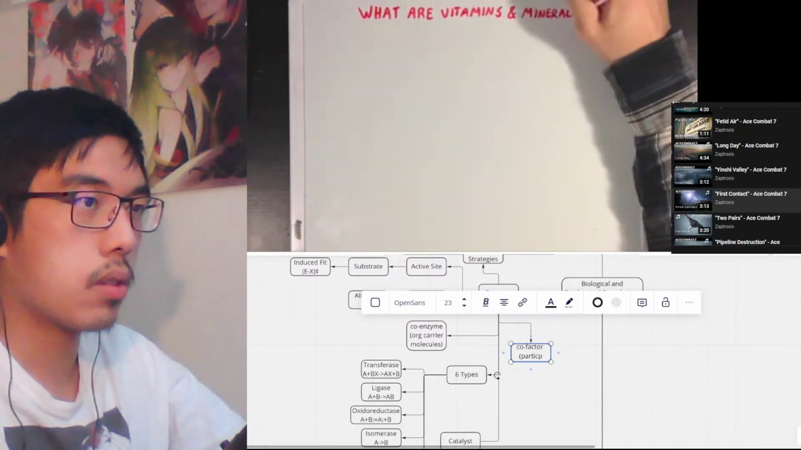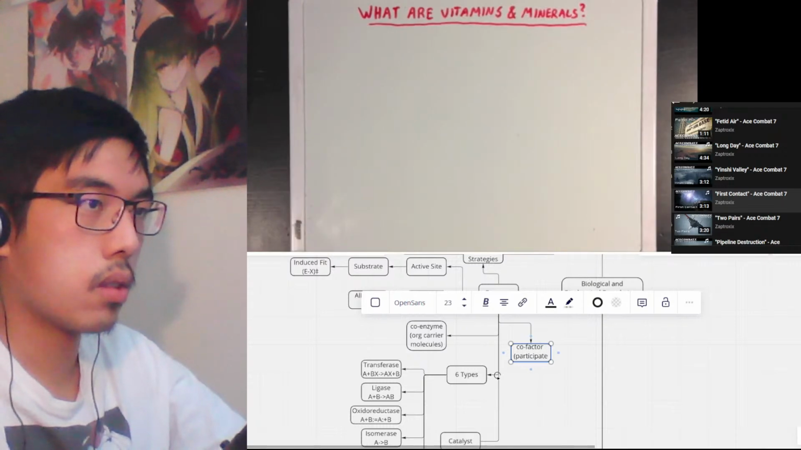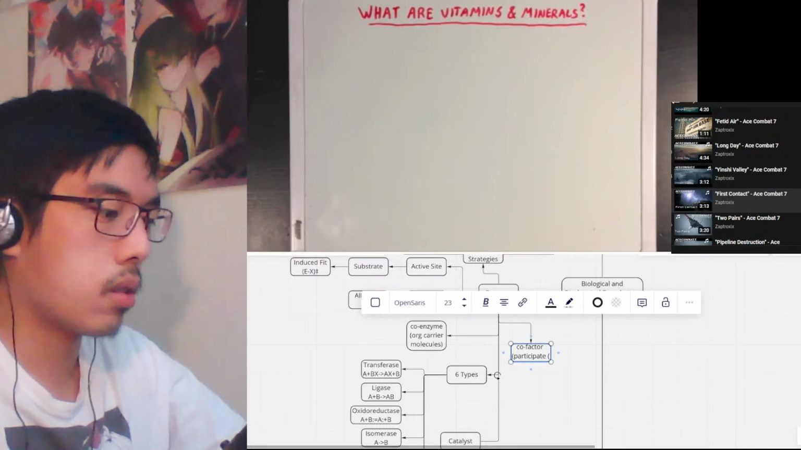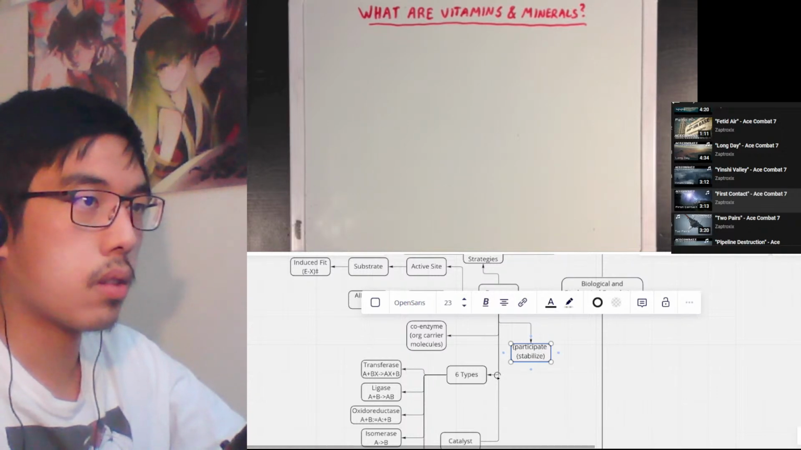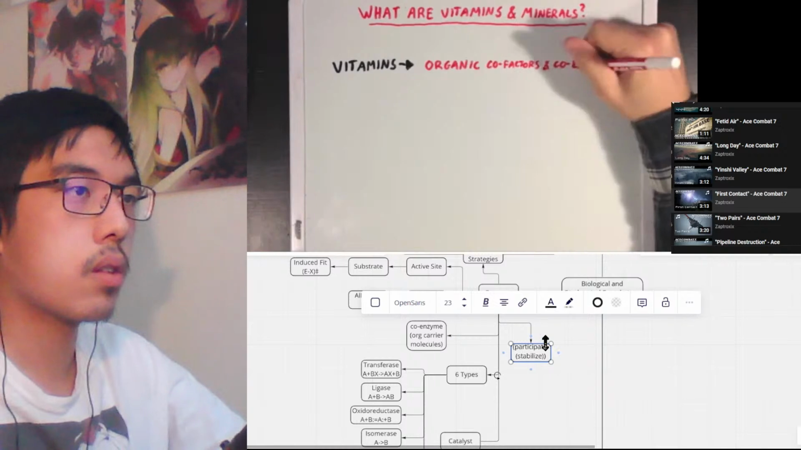Now, interestingly, what people normally call vitamins and minerals, like the kinds that a doctor would tell you to make sure you get enough of in your diet, are often different cofactors and coenzymes. And what's special about vitamins and minerals is that your body can't build them up from scratch, and you need to get them from your diet in order to stay healthy. So when we say vitamins, we typically refer to organic cofactors and coenzymes.